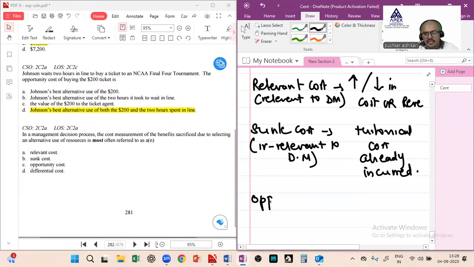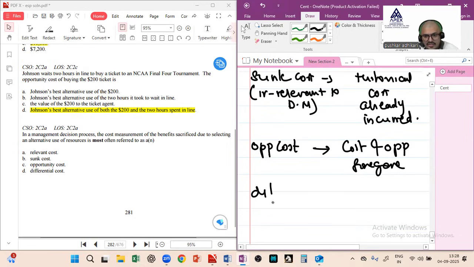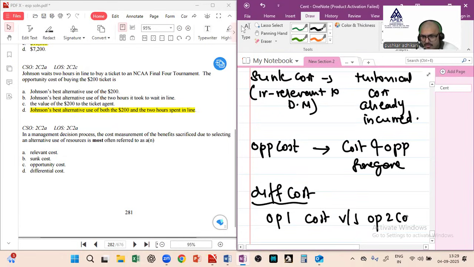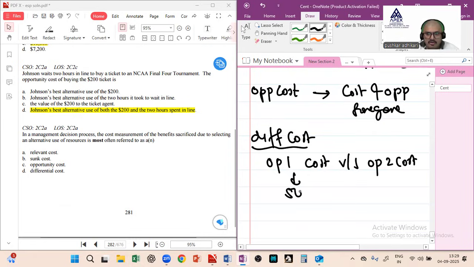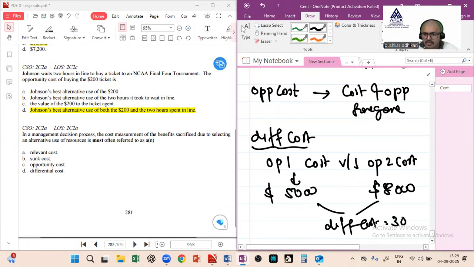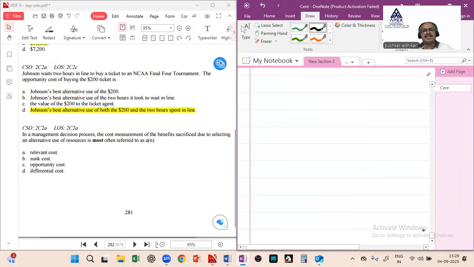Next comes opportunity cost. What is the meaning of opportunity cost? Opportunity cost is the cost of opportunity foregone. And differential cost, this is a crazy one. This is option number one cost versus option number two cost. So if option number one costs you $5,000 and option number two costs you $8,000, the differential cost is equal to $3,000. Please try to understand. Now let's take a small story to understand this.